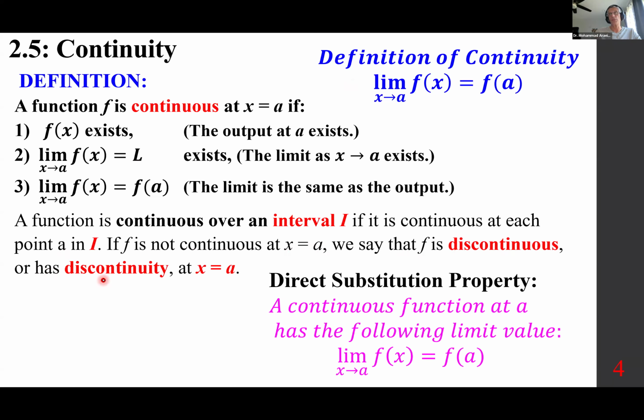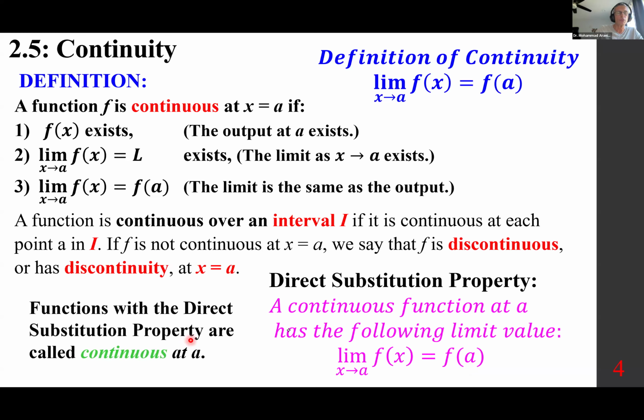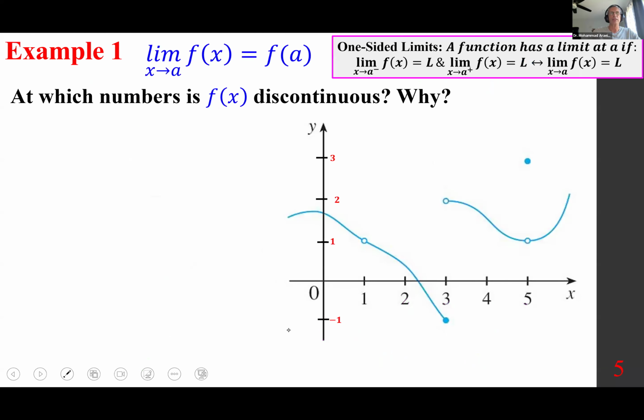Direct substitution property, reminding you: a continuous function at a has the following limit value, the limit of f of x as x approaches a equals f of a. Functions with the direct substitution property are called continuous at a. That's the synopsis of the section. And let's get started with this simple example.